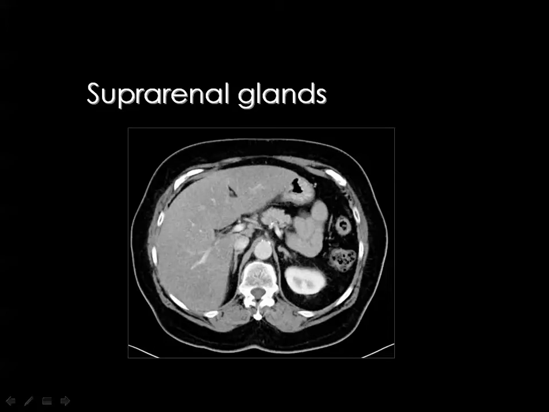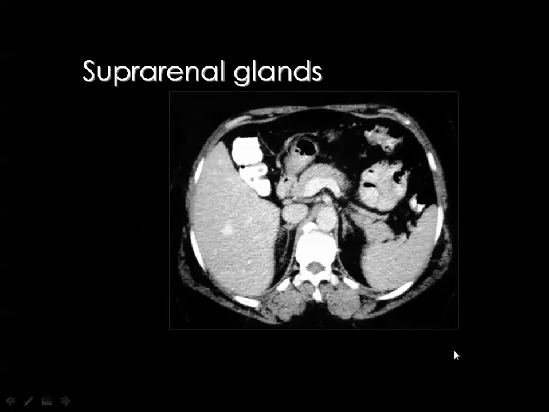Then the suprarenal glands are located above the upper pole of the kidney on either side, and they look like an inverted Y. This is the left suprarenal gland, and this is the right suprarenal gland. Each of these glands will have a stem, a medial limb, and a lateral limb. Then this is the typical appearance of the left suprarenal gland, inverted Y configuration, and this is the right suprarenal gland.